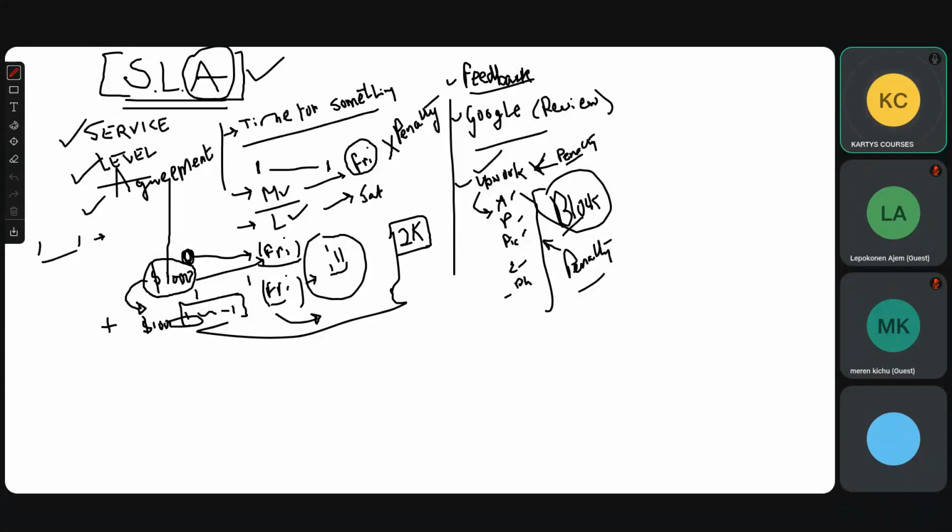Everybody. I see Lipok and Miran saying professional. What about others? Right? Okay. So SLA is very important.